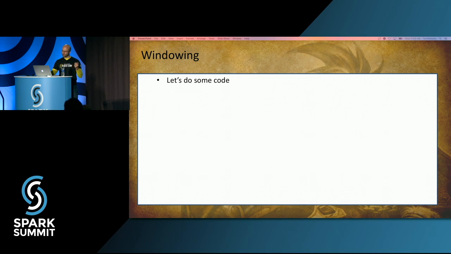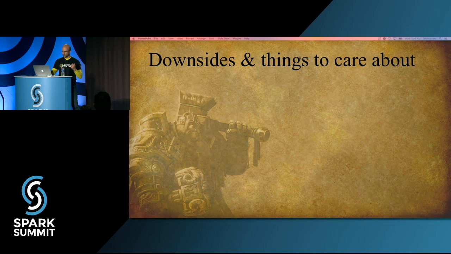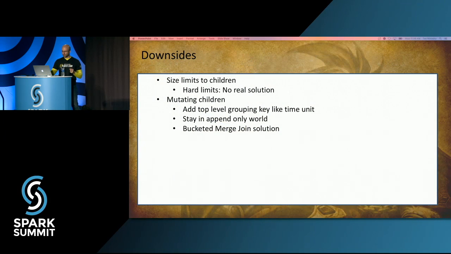I don't know if I have time to go to the code, but if we do, we'll go into it if you have questions. The downsides and things to care about: we talked about this a lot. Size of children is a big one. Mutations, we've talked about. Adding top-level groupings. Try to stay append only and merge solutions other than that.